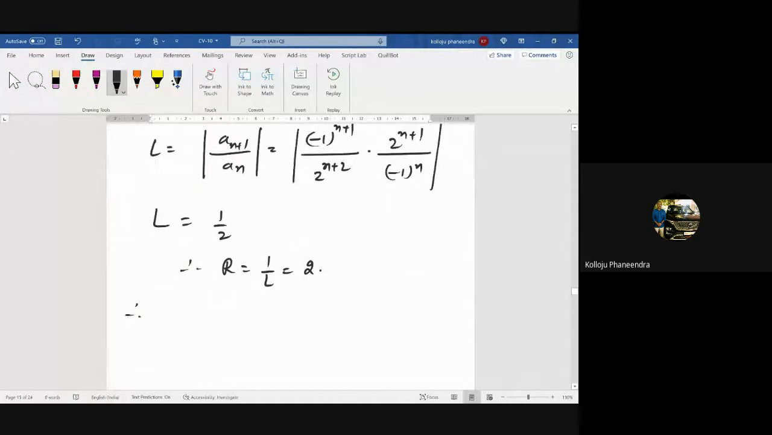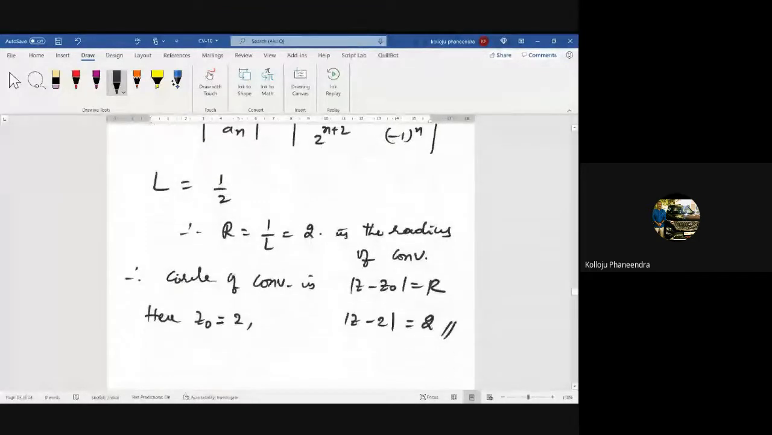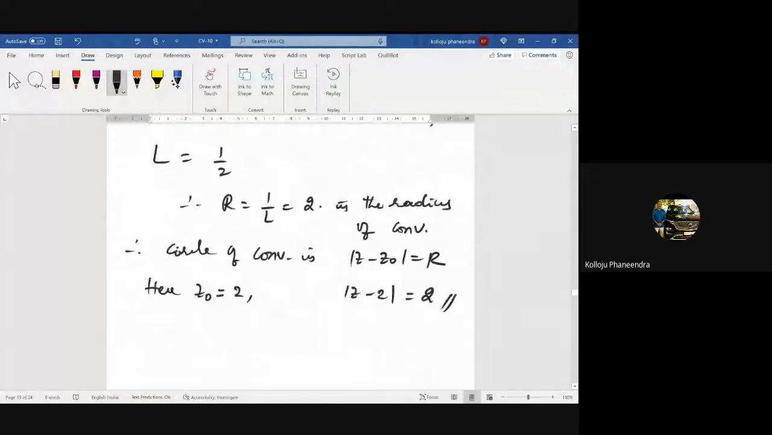Therefore, obtain the radius of convergence: R is 2. And what is the circle of convergence? Mod z minus z naught equal to R. Here z naught is 2, so mod z minus 2 equal to 2 is the circle of convergence.